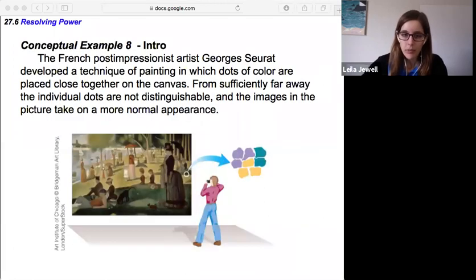So looking at an example of this, first an introduction. French post-impressionist artist Georges Seurat developed a technique of painting in which dots of color are placed close together on the canvas. From sufficiently far away, the individual dots are not distinguishable, and the images in the picture take on a more normal appearance. So this is really cool, right? The picture looks pretty normal from our view, but if you look close up, they're just little dots of paint.